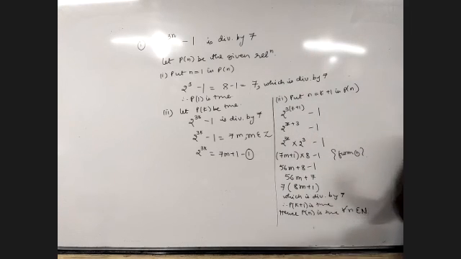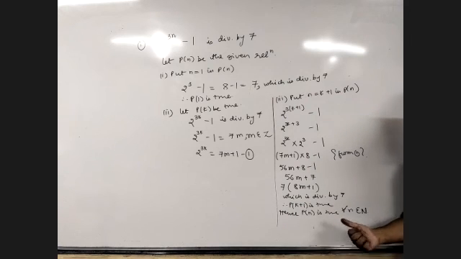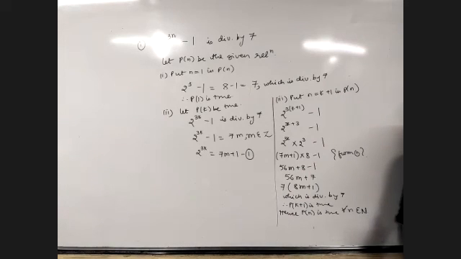And if it is true for n equal to 1, n equal to k, n equal to k plus 1, then it will be true for all values of n. Did you understand? Almost or complete? Complete. Complete. Sure.